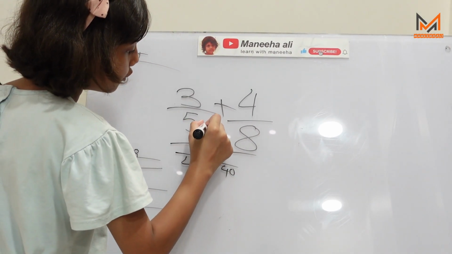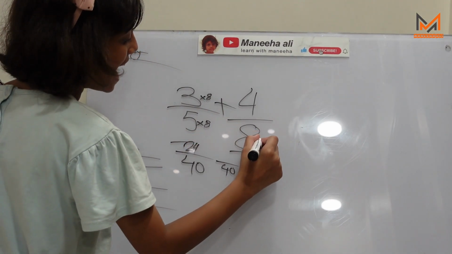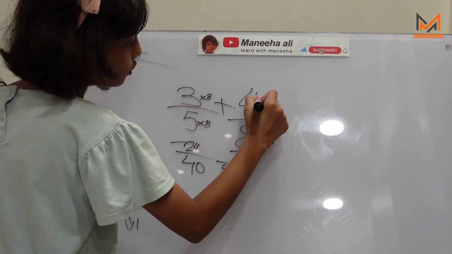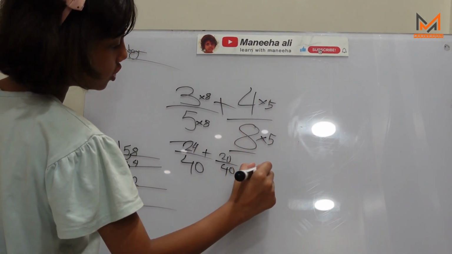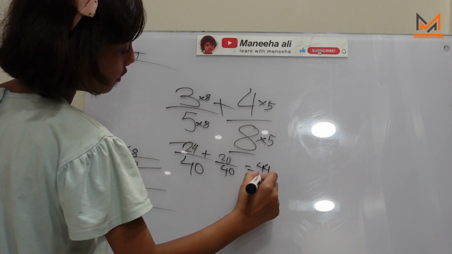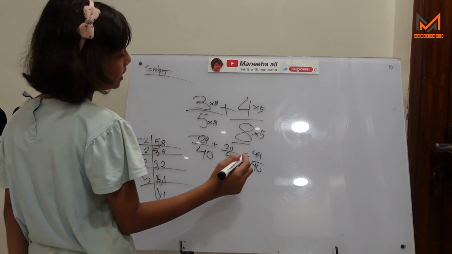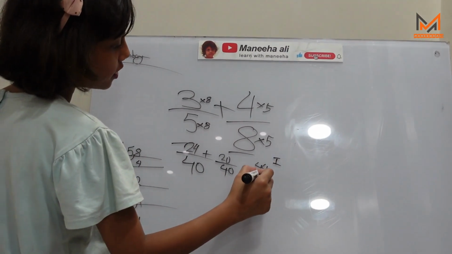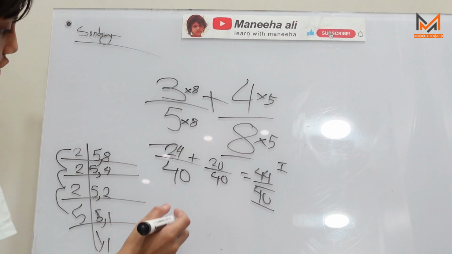And 5 eights are 40, so 3 eights are 24. And 8 fives are 40, so 4 fives are 20. Now we're going to add them, which is 44 over 40. The answer is an improper fraction because the numerator is bigger than the denominator, so we have to turn it into a mixed fraction.